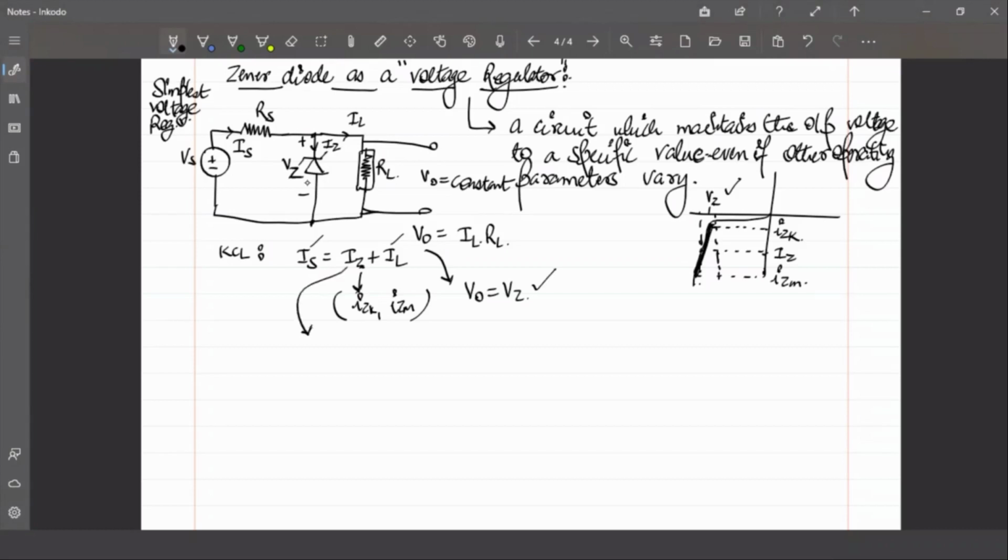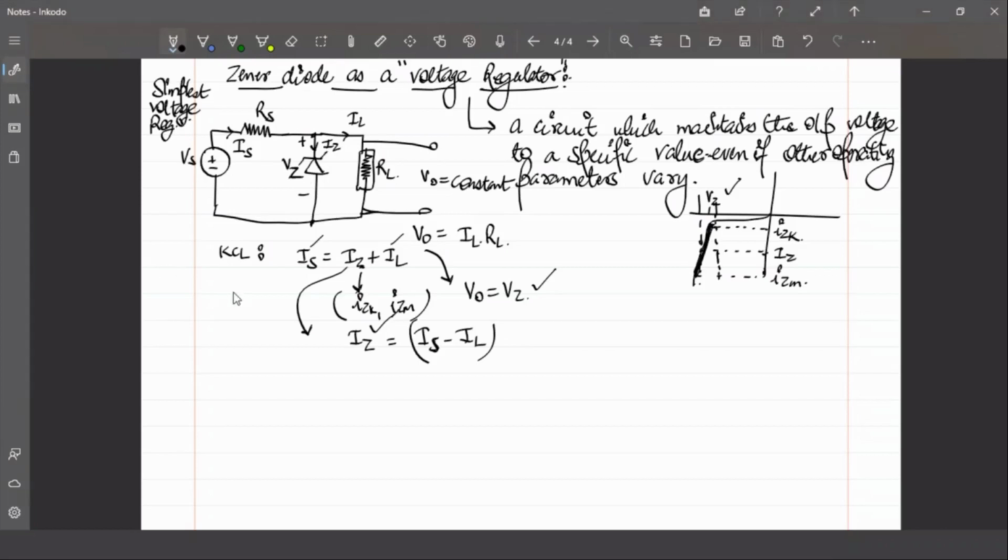So essentially from this equation we can understand that Iz is equal to Is minus IL, and if we control this with the help of these two, we can maintain the device in the reverse bias condition and in this particular region, such that always the device voltage will be equal to Vz and output voltage will remain constant. Now what are the possibilities that this condition may change?